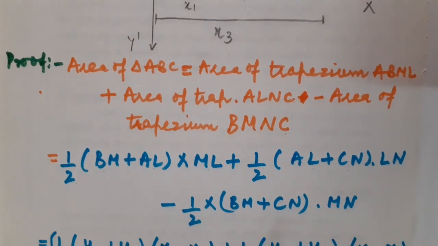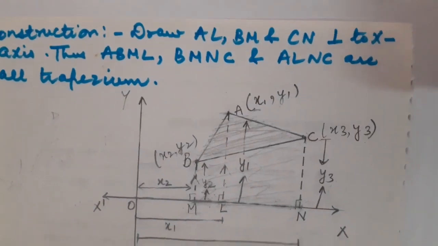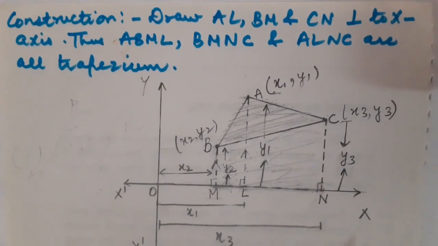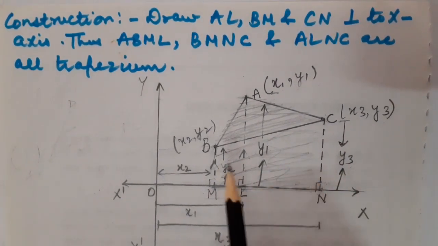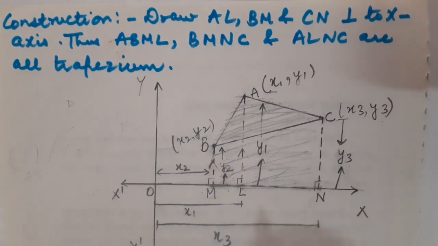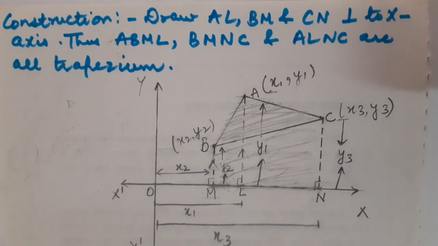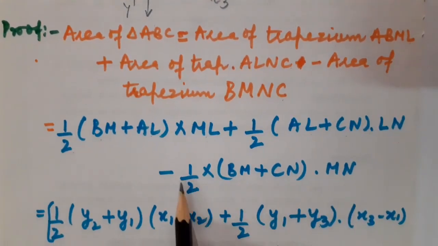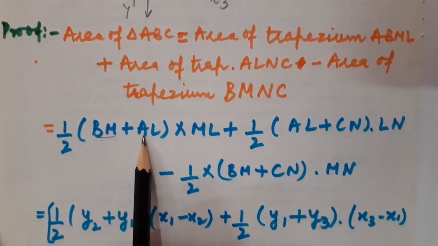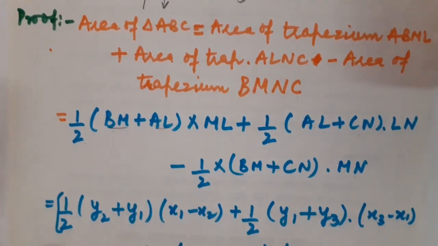Correct, students? Now I will switch to trapezium number 3, that is BMNC. So I am going to subtract the area of this region now. I told you that BM is parallel to CN. So what should I write? Half into BM plus CN into the distance between them, that is MN. Here it is written, you can verify. This is minus half into BM plus CN into MN. Correct, students? Now these values I have to insert so that I can go for the derivation of the area of the triangle.